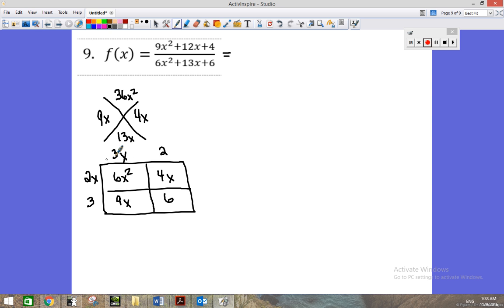And 2x times 3x is 6x squared, and 2x times 4 is 4x, and 3 times 3x is 9x. And we already checked that 3 times 2 is 6. So that means that my denominator here factors to 2x plus 3 and 3x plus 2. Let's come in and do the same thing with our numerator. Let's factor it.